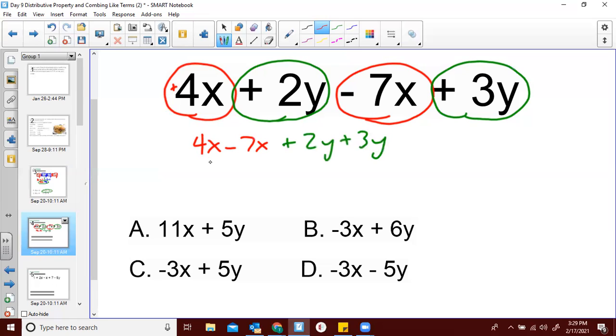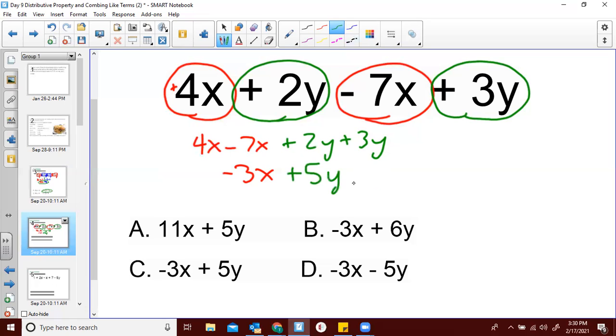All right, here again, remember we're only looking at this coefficient, the number in front of the x. So I have a 4, positive 4, minus 7. Throw that in Desmos. Literally, type this in Desmos. And what you'll get is negative 3. So we're going to have a negative 3x. Over here, throw this in Desmos. Plus 2 plus 3. All right, and we're going to get a positive 5.